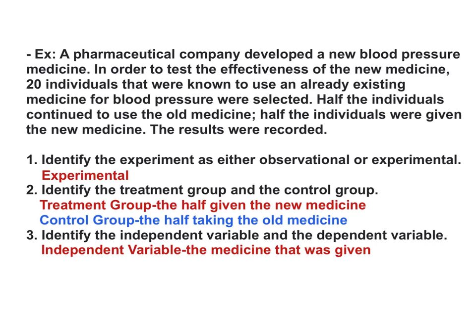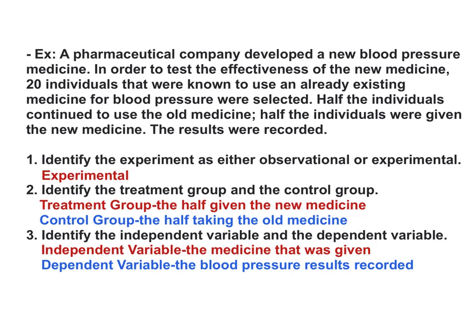Now, what is affected by the medicine? So that's where the dependent variable comes in. The medicine affects what? The blood pressure. So the dependent variable has to do with the blood pressure results. So which one affects the other? When we're looking at independent and dependent variable, we're saying, okay, what are we injecting or infusing into the experiment? And what are the results based off of those variables?